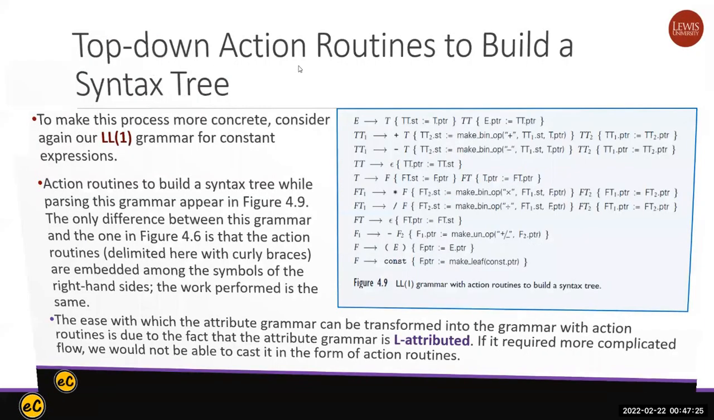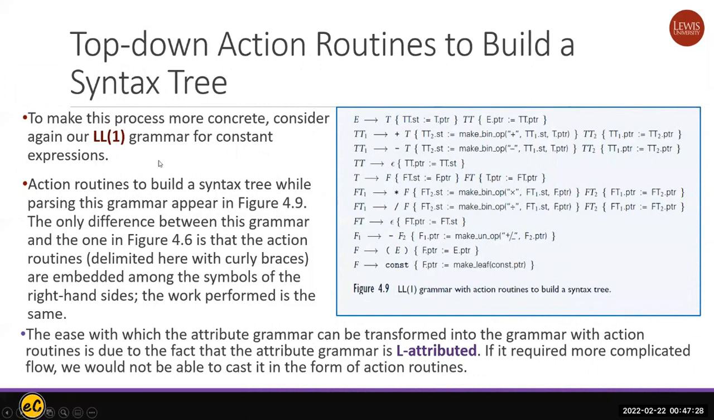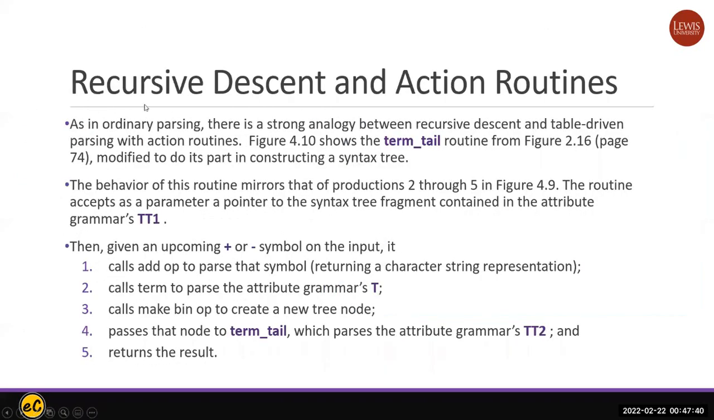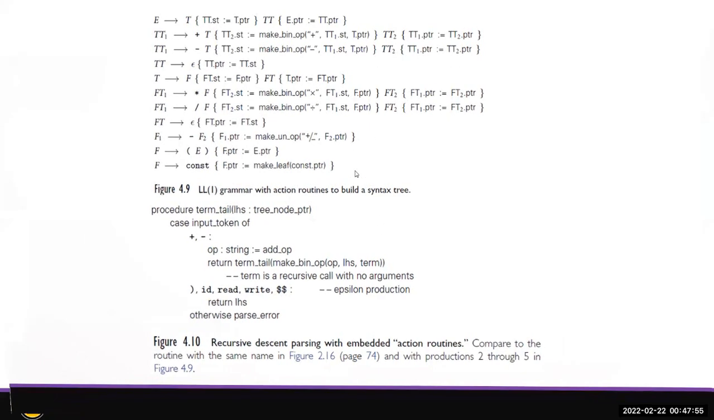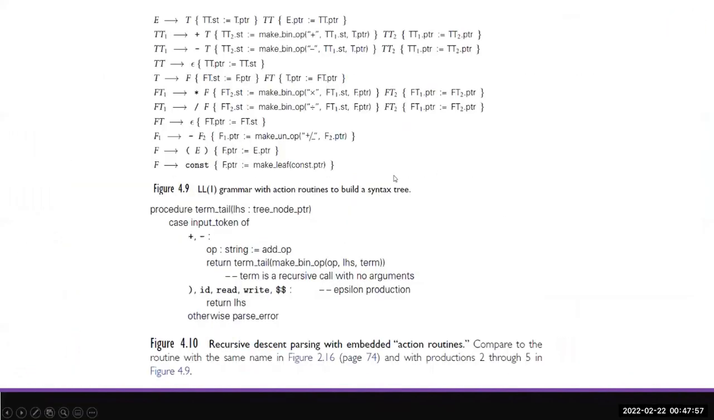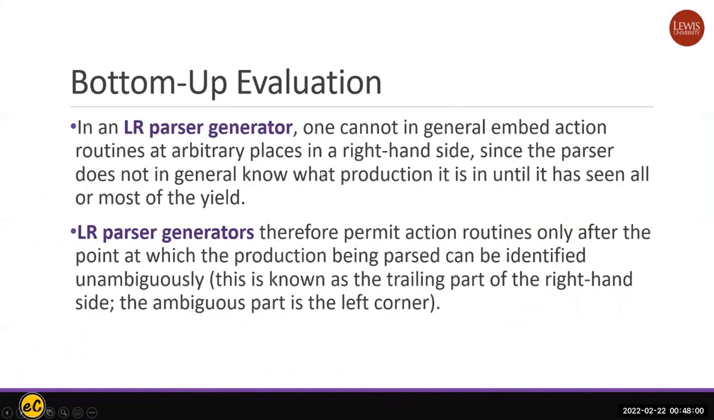And then top-down action routines to build a syntax tree. So here we have a top-down syntax, okay? And you use the subtotal. So it actually is an L-attributed grammar, okay? It's an LL(1) grammar with L-attributed rules. And you can use recursive descent and action routines on it. So with the grammar, you change your recursive descent parsing based on it. So here it shows the L-attributed grammar and the recursive descent evaluator.